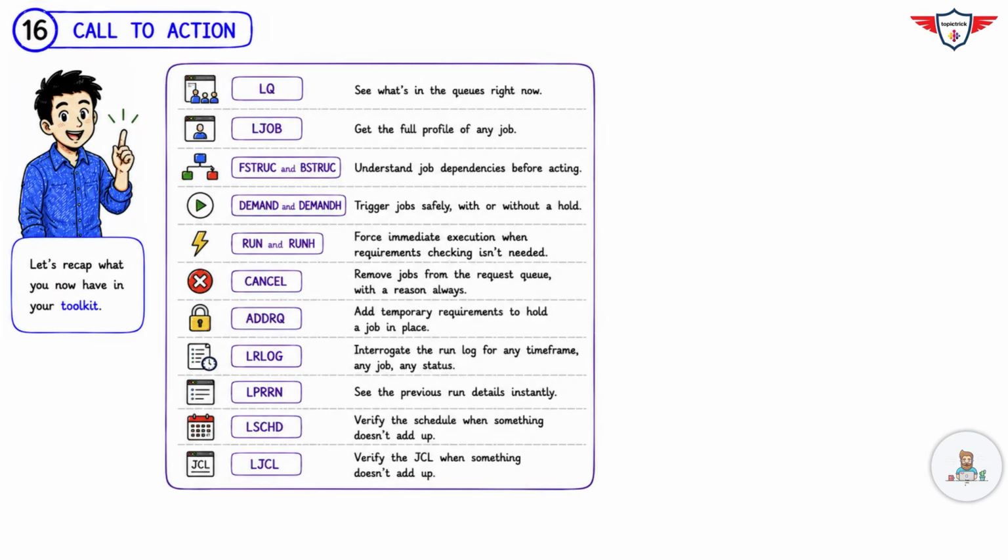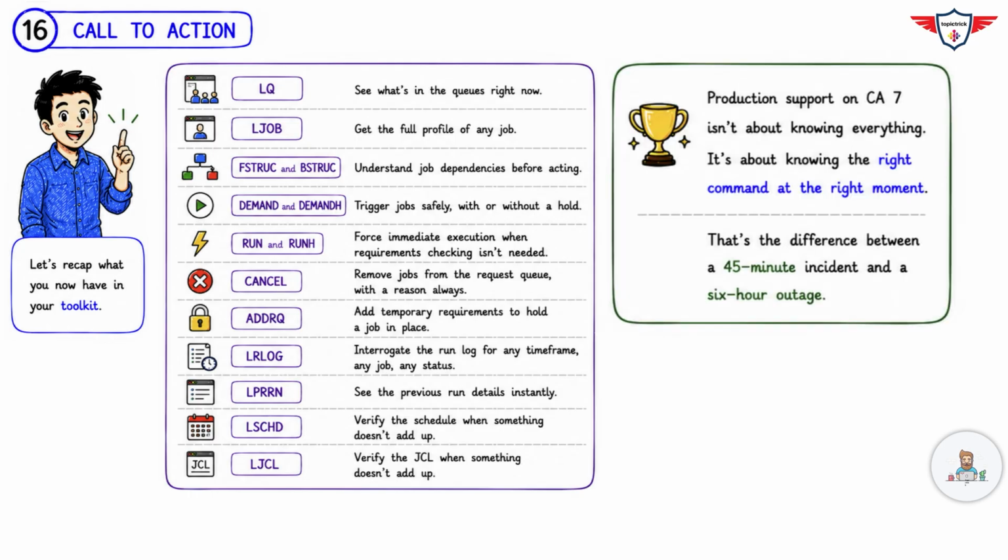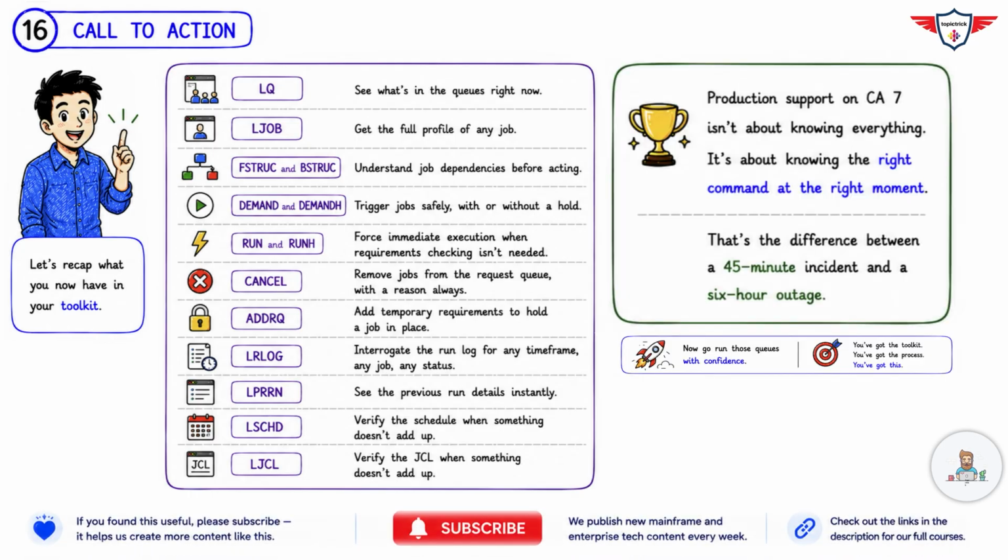So here's a brief summary of what we have learned so far. First is LQ, which helps you understand what is in the queue right now. Then we have LJOB, which gives a full profile of any job. After that, we looked at the FSTRUC and BSTRUC commands, which help you understand job dependencies before taking any action. Then we looked at DEMAND and DEMANDH, which are used to trigger jobs safely with or without a hold.